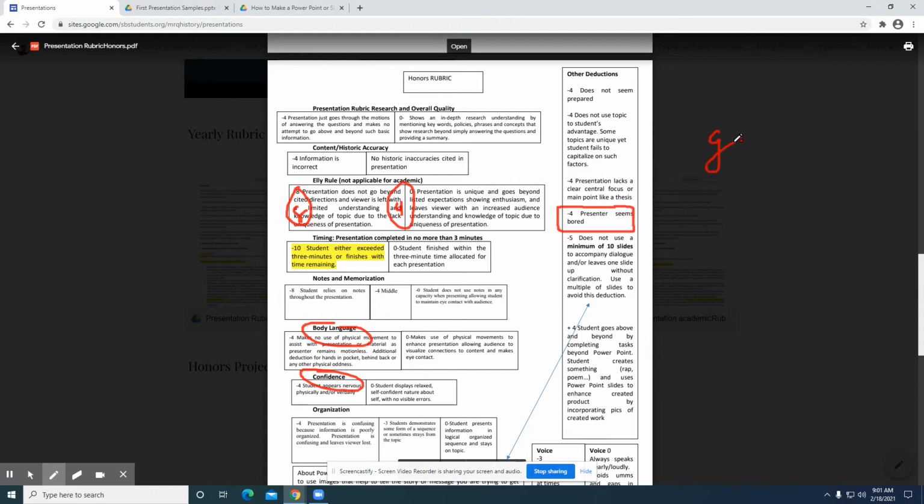You have the topic of genocide or the topic of skyjacking. These are interesting topics, and if you are there just kind of reading through it, that's going to be an issue. The presentation just goes through the motions of answering the questions. It makes no attempt to go above and beyond such basic information, or to show an in-depth research understanding by mentioning keywords, policies, phrases. So you're probably at that point going to get a deduction in this particular area.